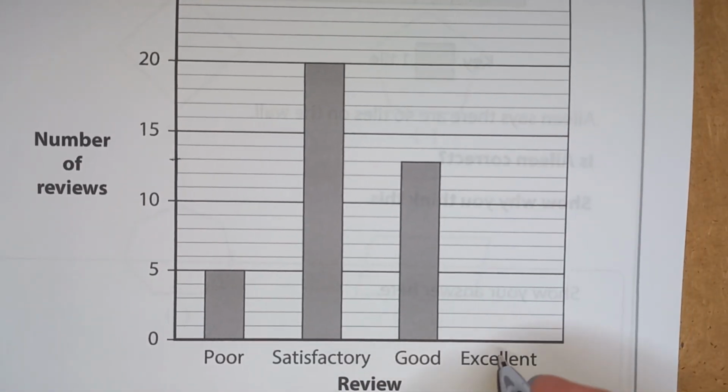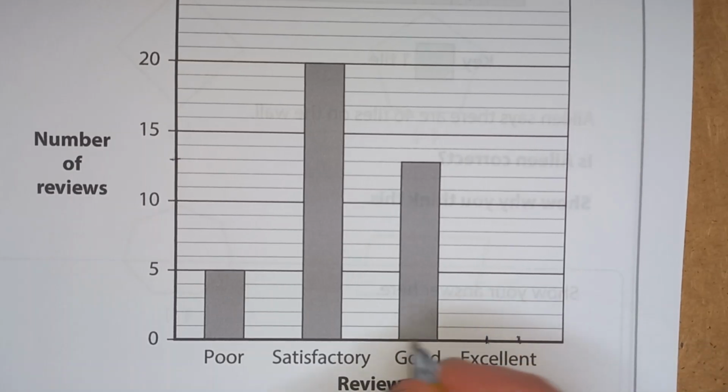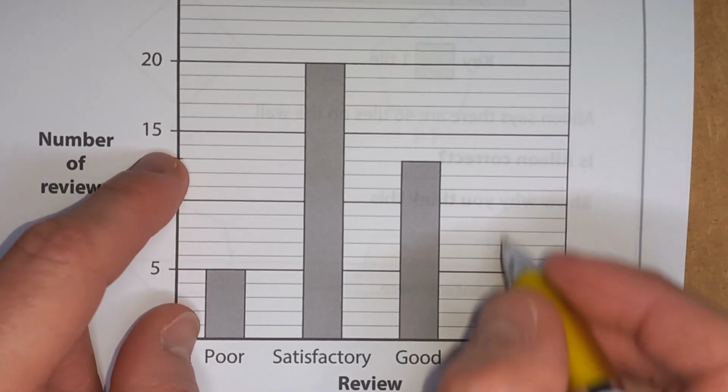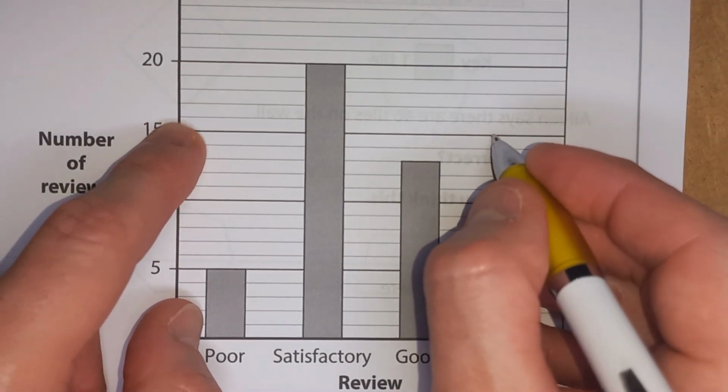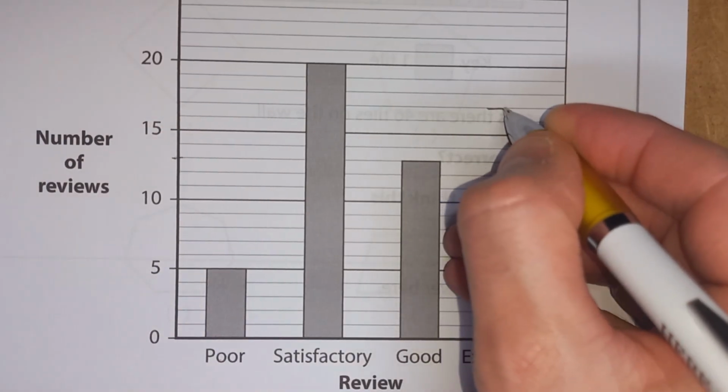Okay, so here's excellent. So we're going to have a bar. We make it roughly the same width as these ones here. And it's got to go up to 17. So 15 would be here, 16, 17. So we're going to want the bar to go up to there.